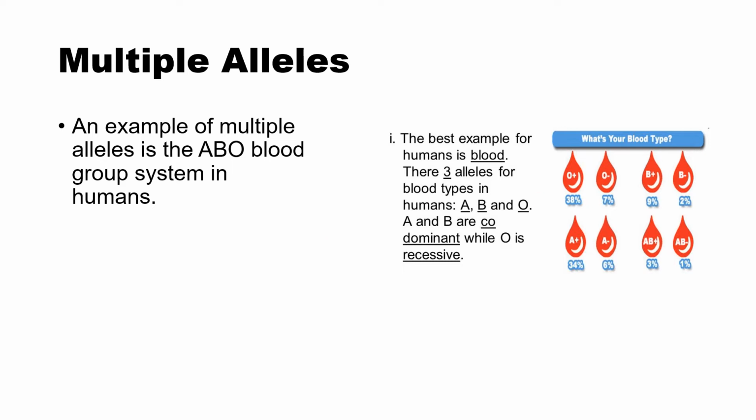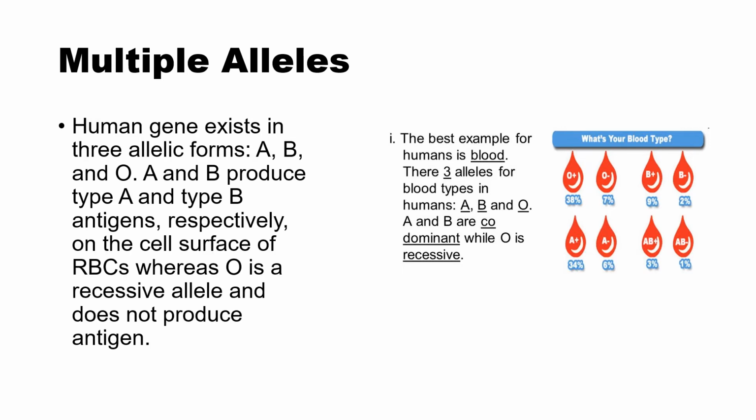As the name implies, multiple, hindi lang dadalawa, pwedeng tatlo. So, human gene exists in 3 allelic forms. You have A, B, and O. Yung A and B produce the type A and type B antigens respectively on the cell surface of yung mga red blood cells natin, whereas yung type O naman is a recessive allele and does not produce antigen.